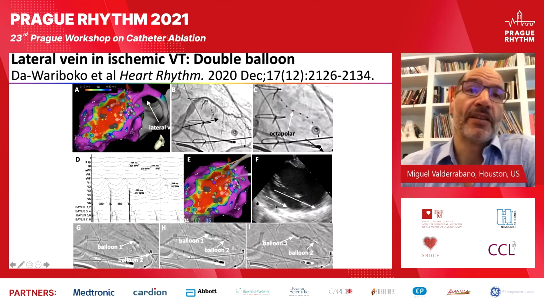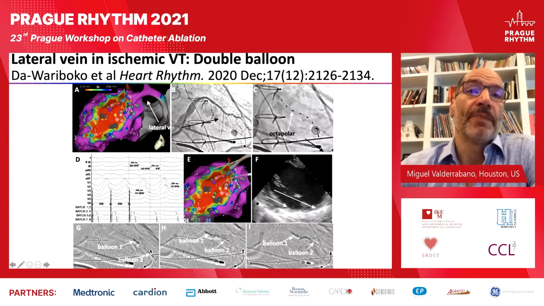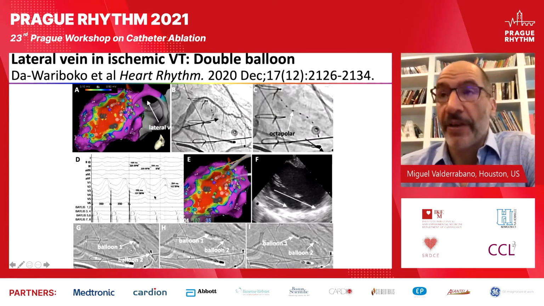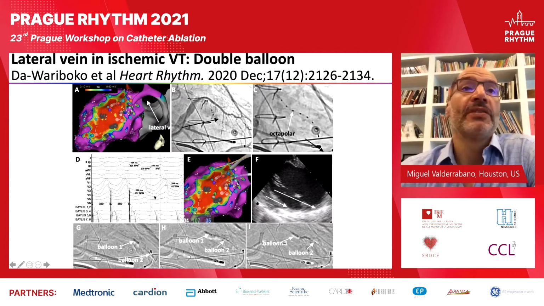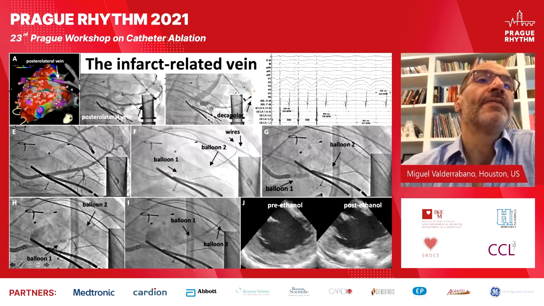You could criticize this as being a massive, too aggressive ablation, but when you have endocardial scar and the epicardium is just showing these signals that are mid-diastolic and scarred, they are legitimate targets. This is another example of the infarct-related vein, a patient with a massive inferolateral infarct with a left ventricular assist device. We cannulated this massive posterolateral vein, huge vein, as you can see here.